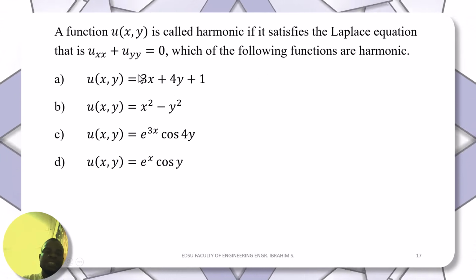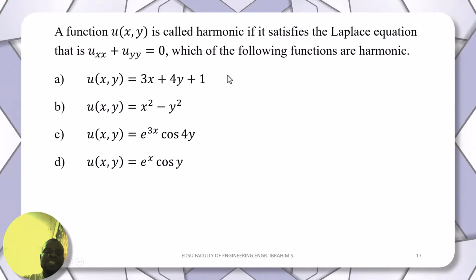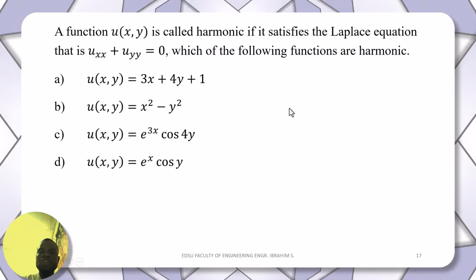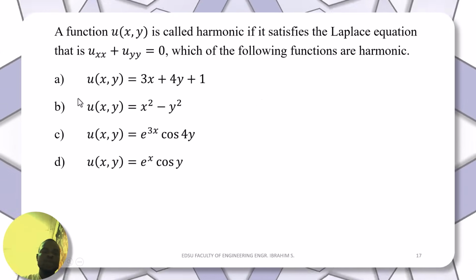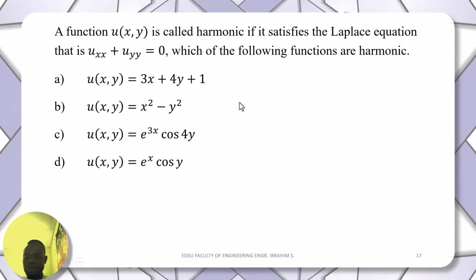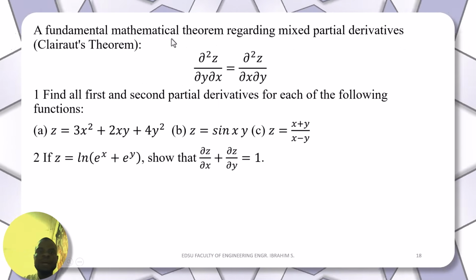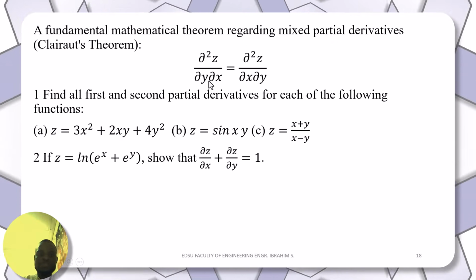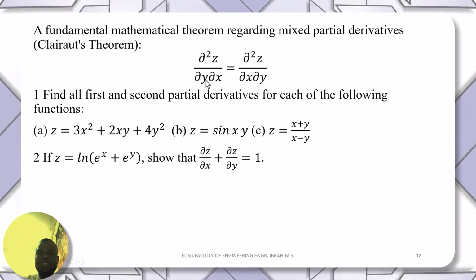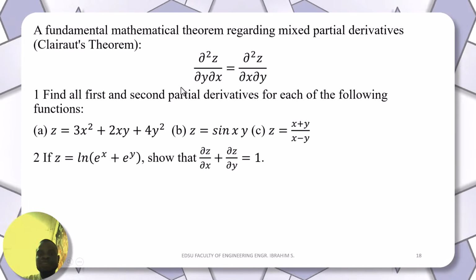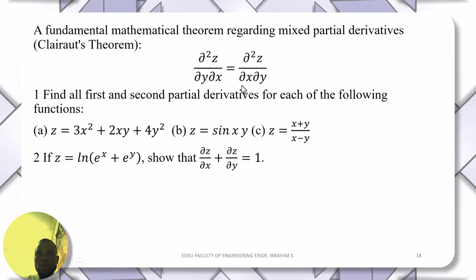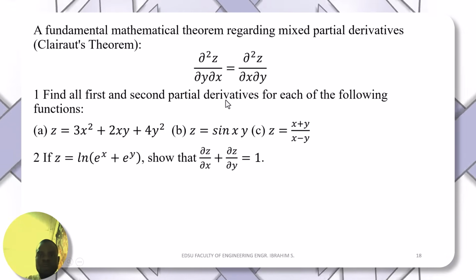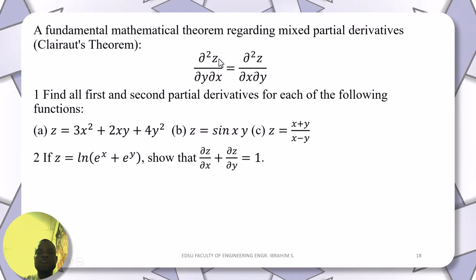So what it's telling you is that you check the second order derivative with respect to x and with respect to y, and sum them. If it gives you zero, then that is a harmonic equation. Next, a fundamental mathematical theorem regarding mixed partial derivatives. If you differentiate with respect to y then x, or with respect to x first then y, the two are supposed to be the same.